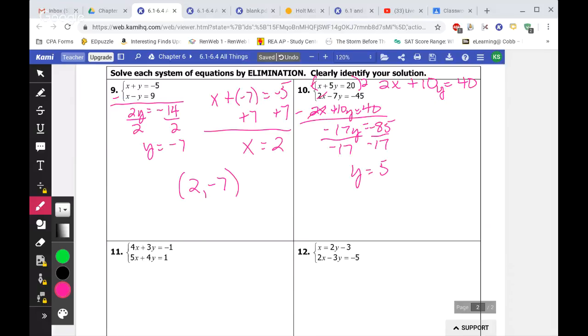Plug in 5 into one of the two equations. It doesn't matter. I usually try to pick the one with the smallest numbers. Keep it simple where you can. x plus 5 times 5 is 25.